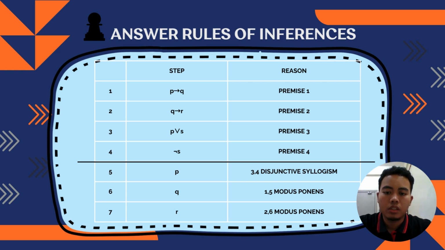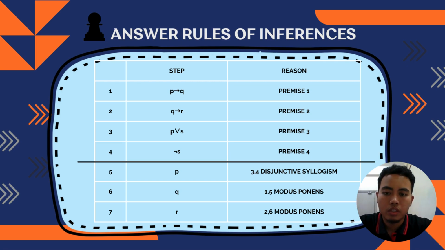So it is already left with R, and we cannot use any more rules of inference on R because R is the conclusion, which, if we convert it to a sentence from the question, R is I win the game.